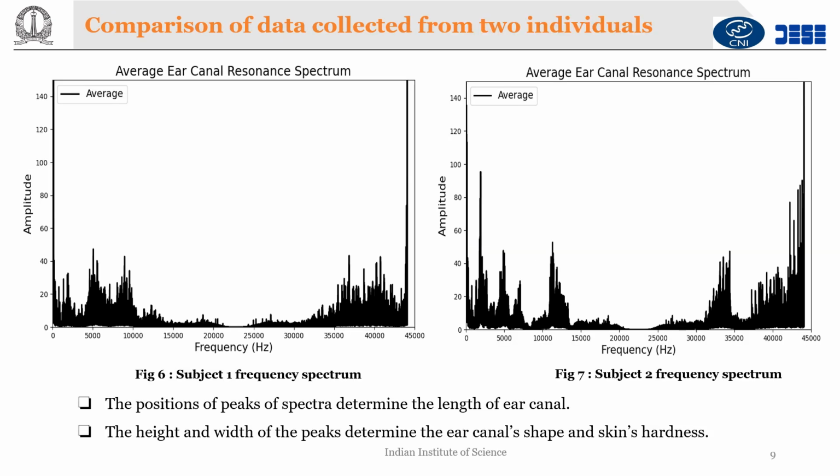So these are two FFT plots, ear canal resonance spectrums, which are taken for two different subjects. These two spectra are very different. The position of the peaks of the spectra determines the length of the ear canal, and the height and width of the peaks determine the ear canal shape and maybe the skin's hardness. So they are giving some acoustic information of the ear canal.